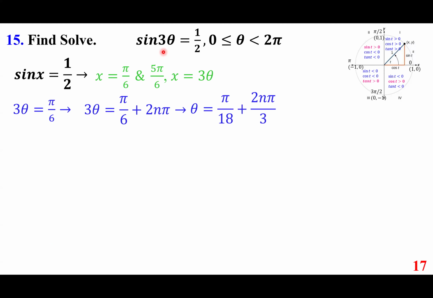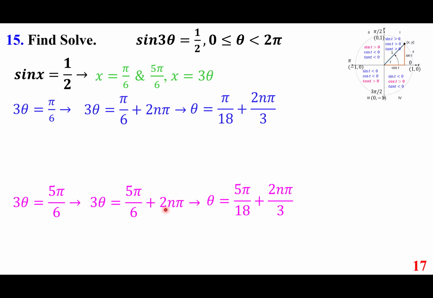Divide by 3. That means multiply this one by 3. And this one is that. And of course, the answers could be the same thing for 5 pi over 6. You're going to add 2n pi and divide by 3. This becomes 18. This becomes divided by 3. And then you have to put all the numbers from 0, 1, 2 to n minus 1, because this is 3. You end up with 2.